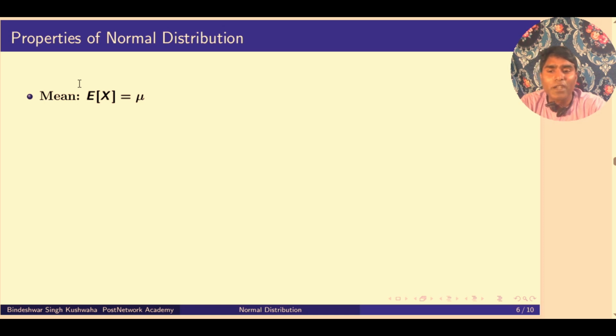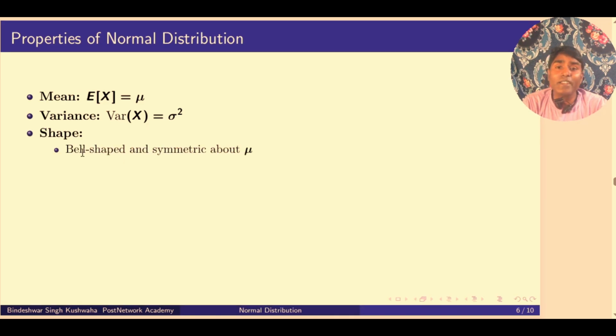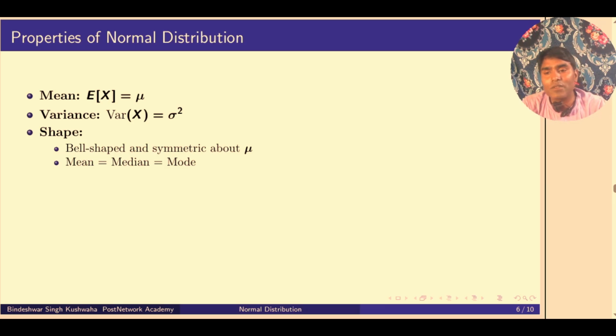The mean, the expected value of random variable x, would be mu, and the variance is sigma square, and the shape is bell shaped and symmetric. And see that the skewness of normal distribution is 0. In descriptive statistics I have explained skewness and kurtosis, so skewness would be 0. And see the very nice property that mean, median and mode will coincide.